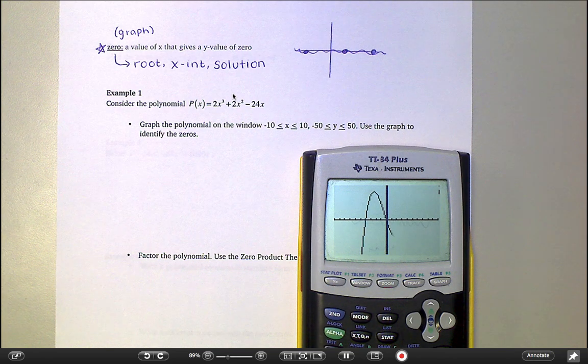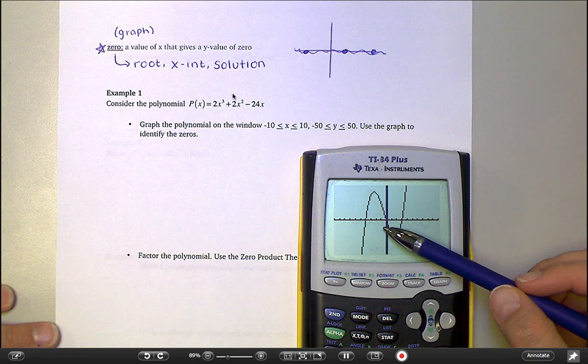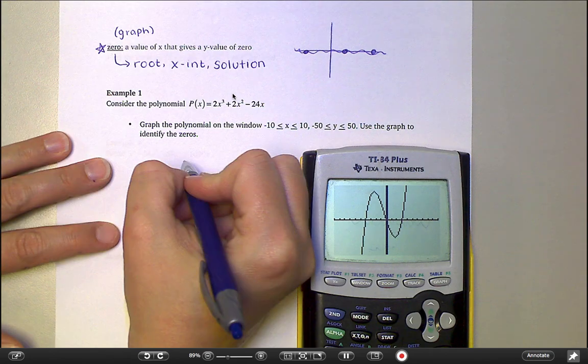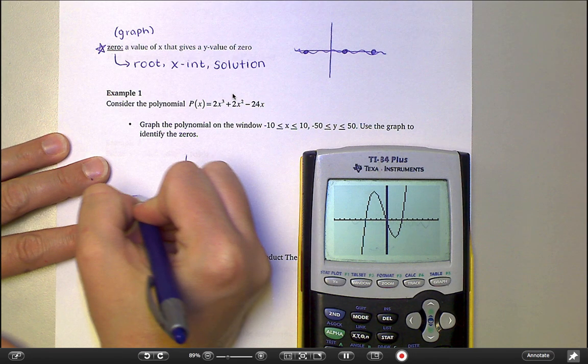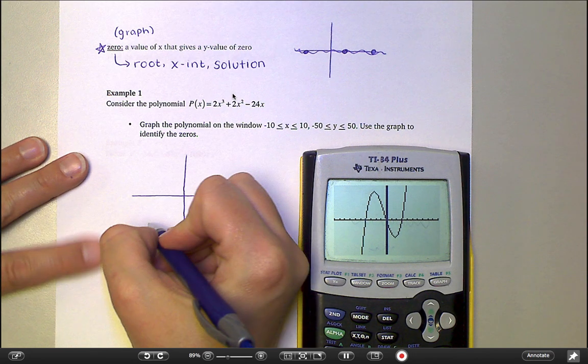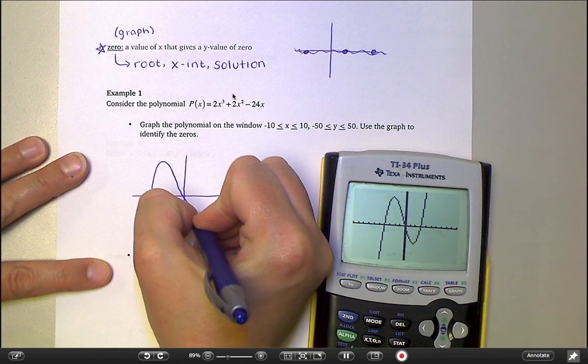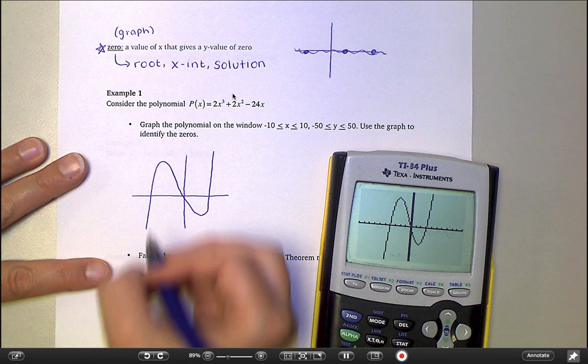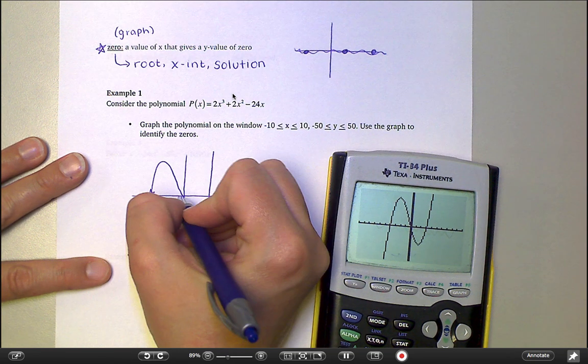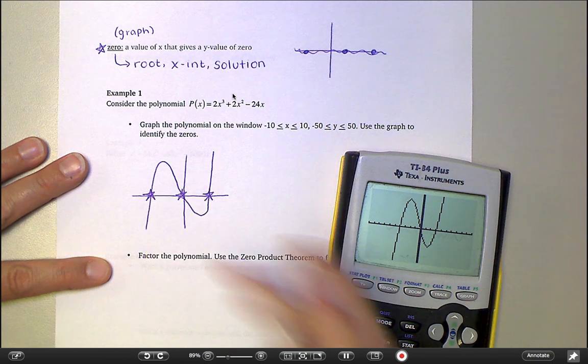And this is what I see. I want to just use this graph to visually identify where those zeros are located. I'm going to sketch this on my paper so that I have it. This picture looks something like this. And I want to know, where are these points located?